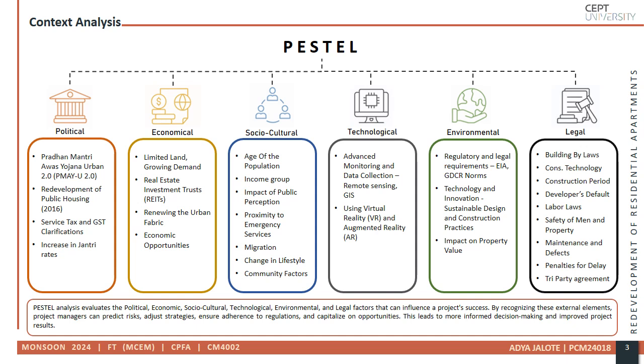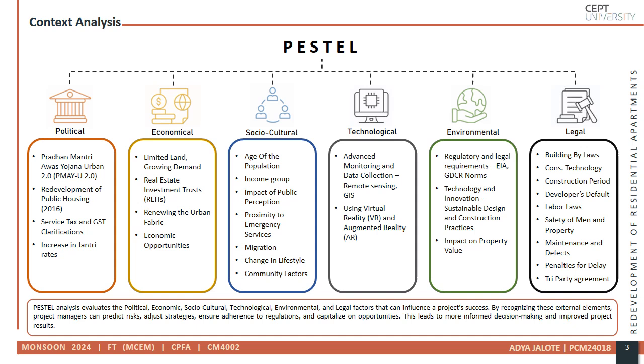The economic factors. Rising real estate demand and increased jantri rates in Ahmedabad shape the project's financial strategy, balancing affordability and profitability. The social cultural factors. Changing lifestyles, urban migration, and the evolving needs of the middle class influence the project's design and amenities. Technological factors. Tools like GIS and remote sensing improve planning precision, while augmented reality aids stakeholder visualization.